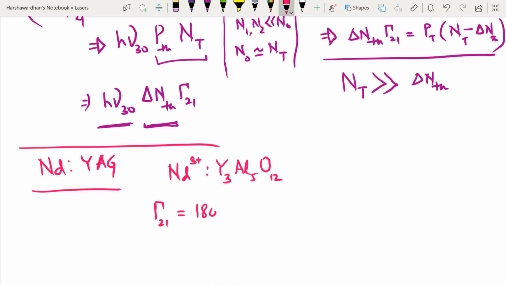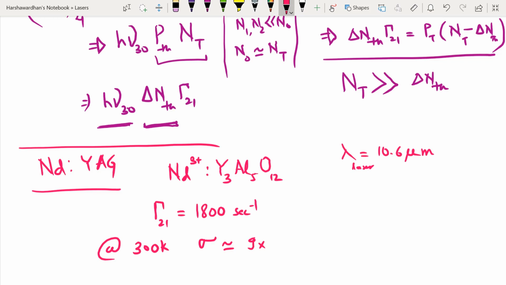The gamma 21 associated with this Nd YAG transition is actually 1800 second inverse. The lambda is 10.6 micrometer. This is the lasing transition associated with the Nd YAG. At 300 Kelvin, the cross section is roughly of a similar order. Remember, it was 10 power minus 20. This is about 10 power minus 19 centimeters square.